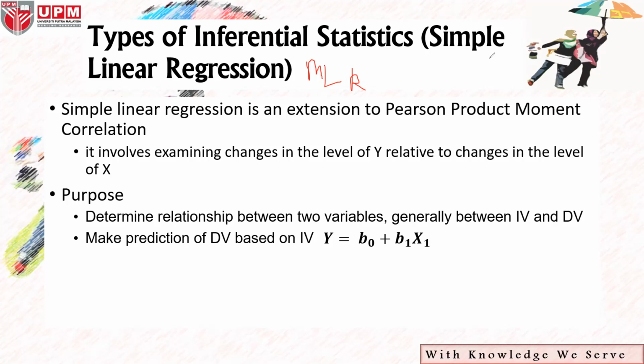The purpose of using simple linear regression is to determine the relationship between the two variables, which is between the IV and DV. And the second objective is to make a prediction equation, a prediction equation of Y, which is our DV, based on X, our IV. So this is the regression equation that we want to establish.